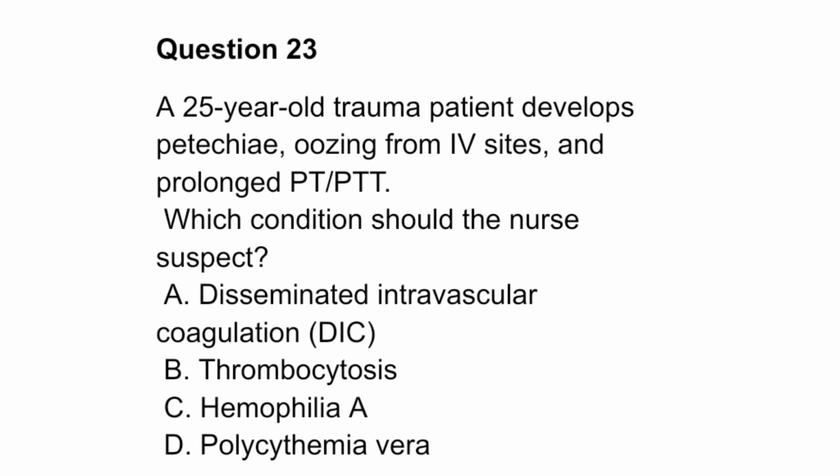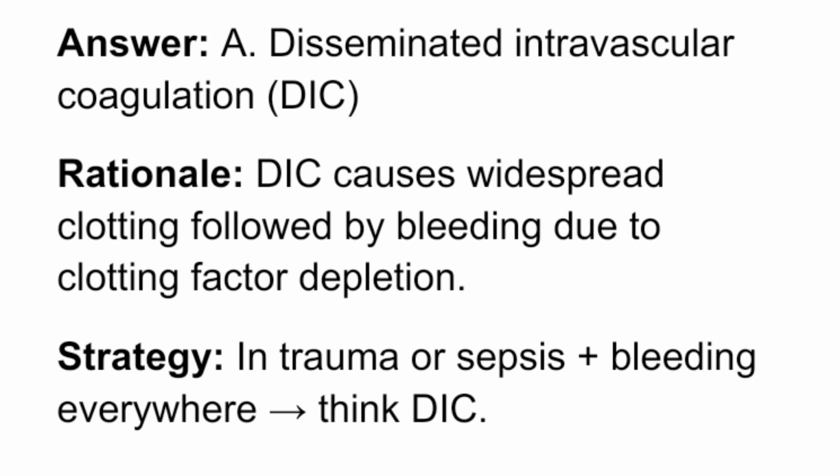Question 23. A 25-year-old trauma patient develops petechiae, oozing from IV sites, and prolonged PT/PTT. Which condition should the nurse suspect? A. Disseminated intravascular coagulation, DIC. B. Thrombocytosis. C. Hemophilia A. D. Polycythemia vera. Answer: A.